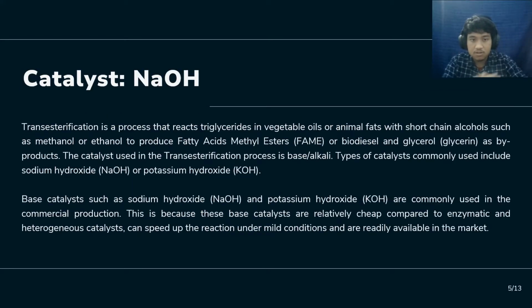Moving on, for the catalyst, we use sodium hydroxide because transesterification is the process that reacts triglyceride in vegetable oils or animal fats with certain alcohols such as methanol or ethanol to produce FAME, or fatty acid methyl esters, and glycerol as byproducts. The catalyst used is a base or alkali, commonly sodium hydroxide or potassium hydroxide. But for our plant, we use sodium hydroxide because it is commonly used for commercial production, relatively cheap compared to enzymatic and heterogeneous catalysts, can speed up the reaction under mild conditions, and is readily available in the market.